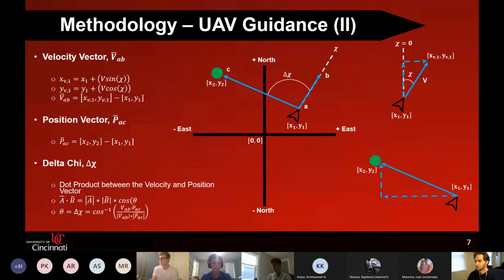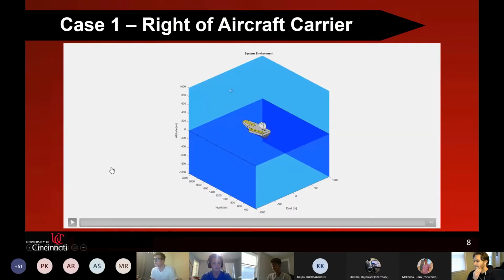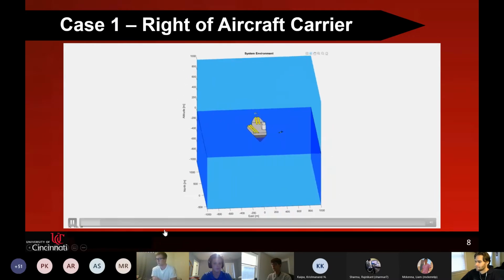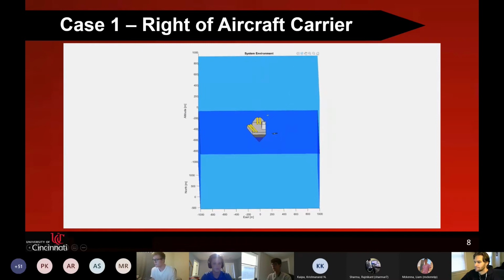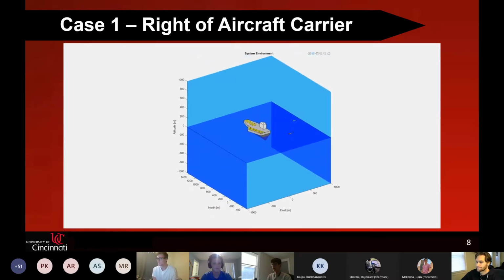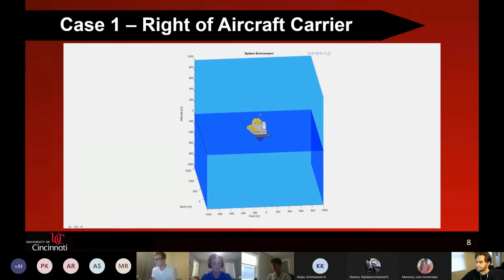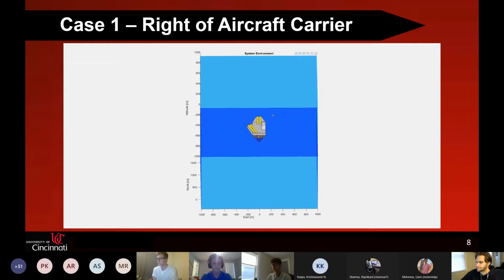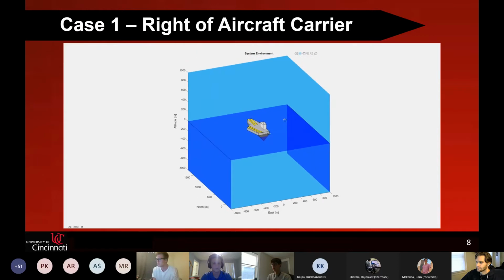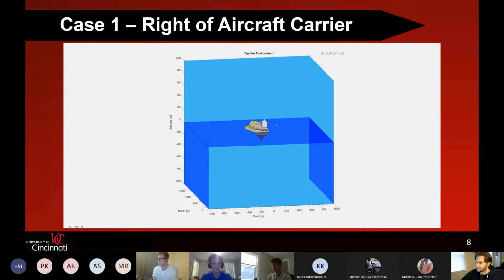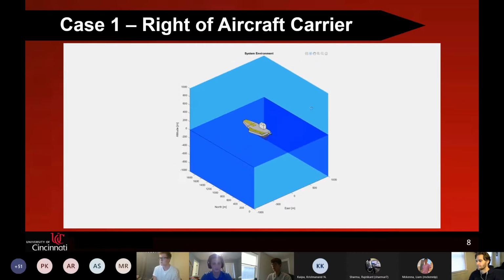And then moving forward to our first case study. We're going to look at the first case, where we start the UAV from the right of the aircraft carrier, and we'll go ahead and play it. And you can see it right away. It's correcting its course to head to that first waypoint, and its altitude also corrects, and it hit that first waypoint, and now it's correcting to the second waypoint. And now it looks like it hit that second waypoint, and it's starting to level out to land on the aircraft carrier. Hit that third.